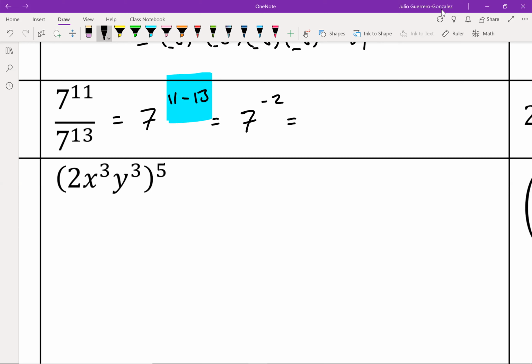Right, so 1 over 7 squared. We use that negative powers rule, so this automatically becomes 1 over the positive of the thing that we had. Oh, got it. Tricky. Okay, I see. So it'll equal 1 over 49. Exactly, 1 over 49. Fancy way of saying 1 over 49.